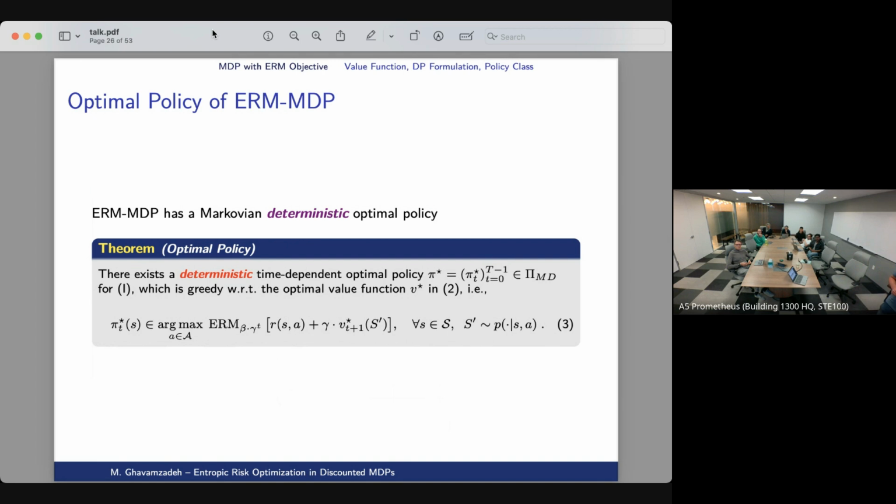And then now here we prove that, remember when I emphasized that when you change the objective function from expectation to something else, the first question is where is the optimal policy? Here we can show that the optimal policy belongs to the class of Markovian deterministic policies. So if you calculate the optimal value function, then you can extract the optimal policy. But you don't need to bring any history to the things, because for some of these risk measures, the optimal policy is history dependent. Here you don't need any history.